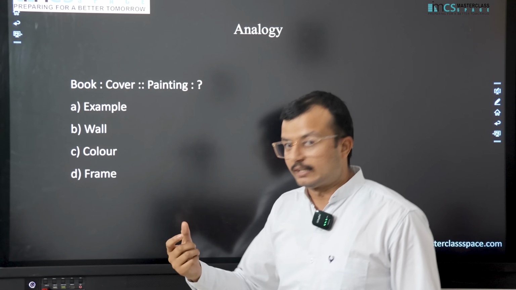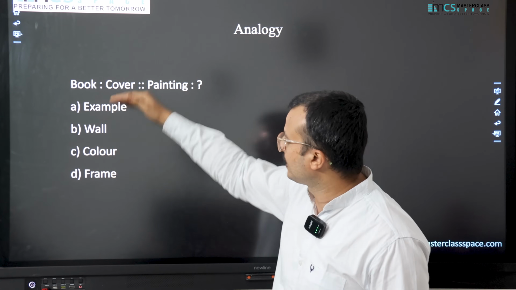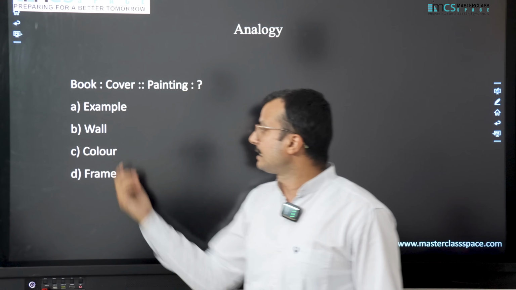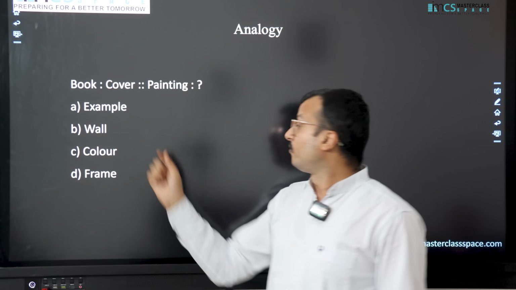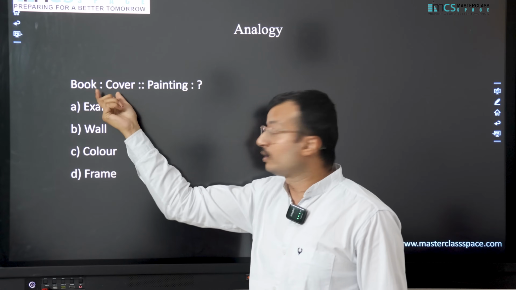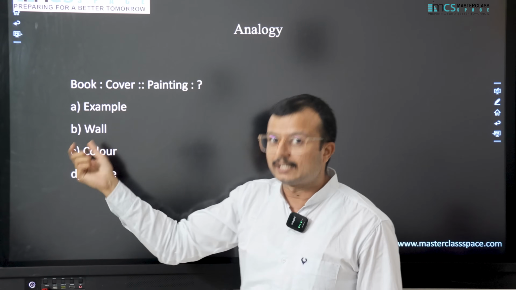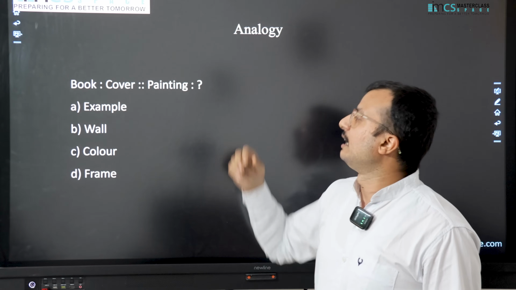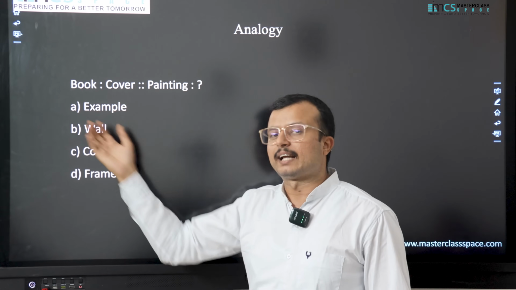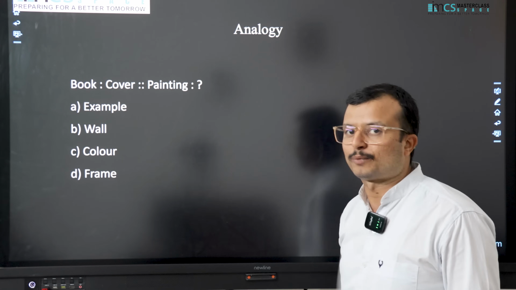Many times students jump directly to the options to see if they can get the answer. No. First try to think whether you are able to build a relation between these 2 words. Once you are able to do that, then look at the options. If that is not happening, it's fine, as a cue you can look at the options also.